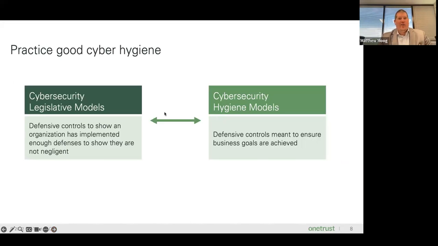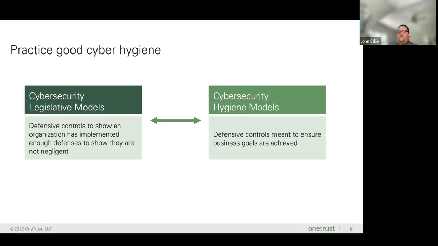Excellent. So with all that complexity, how do we focus in on what good cybersecurity hygiene looks like? Yeah, so I love this slide. I think that it shows what has to be done and what should be done, right? That's the way I think of this.